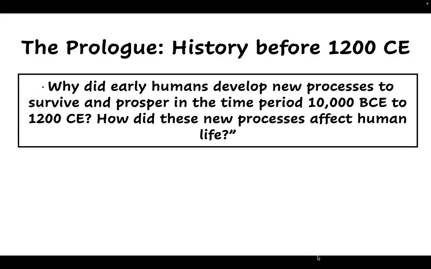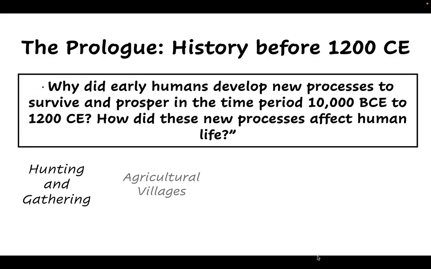So when you look at the big picture, we subdivide this gigantic period of time into different ways that people lived. We started off with hunting and gathering. Then we moved to agricultural villages caused by the agricultural revolution. We talked about the four core civilizations and river valleys, which became states, and finally empires.